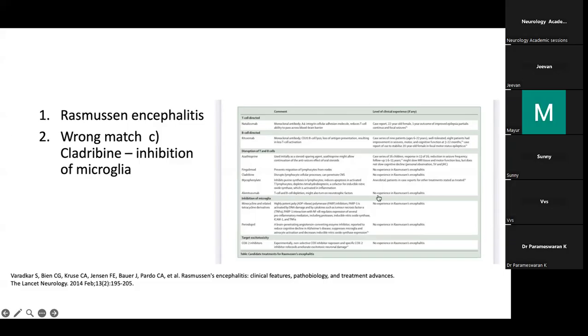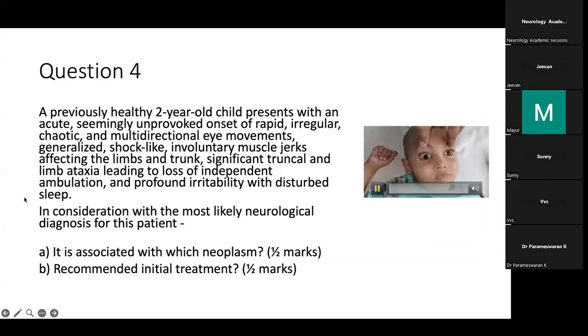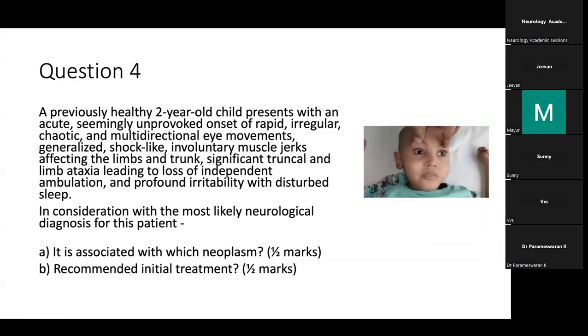Coming to question number 4, this was a previously healthy 2-year-old child who had presented with acute, seemingly unprovoked onset of rapid, irregular, chaotic, and multidirectional eye movements with generalized shock-like and involuntary muscle jerks, affecting lip and tongue, leading to loss of independent ambulation and profound disturbance of sleep. The most likely diagnosis of this patient was opsoclonus myoclonus syndrome, and it is associated with neuroblastoma.